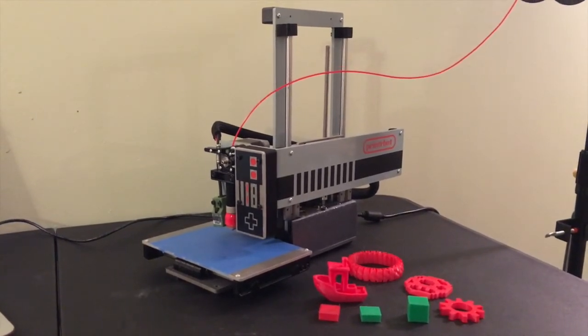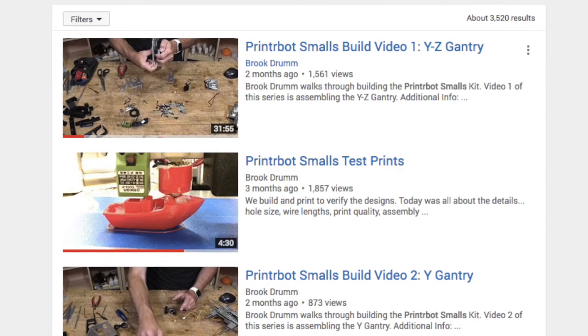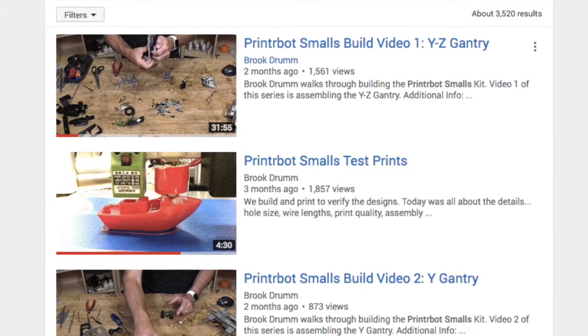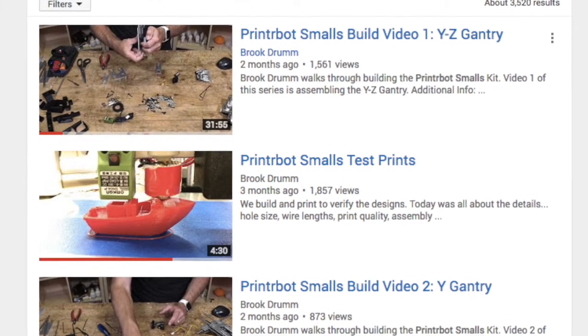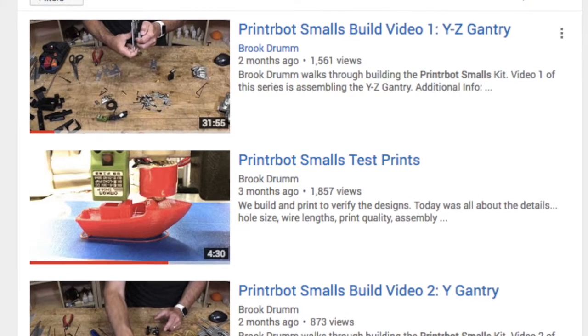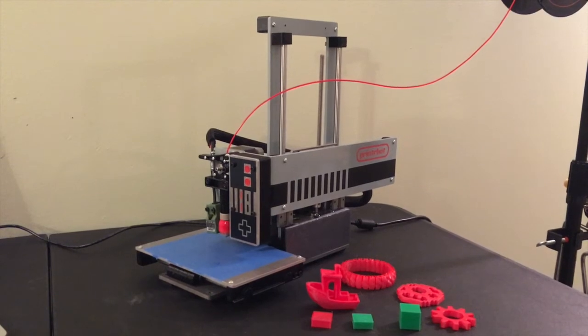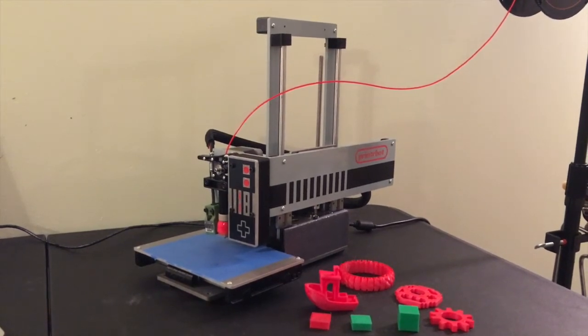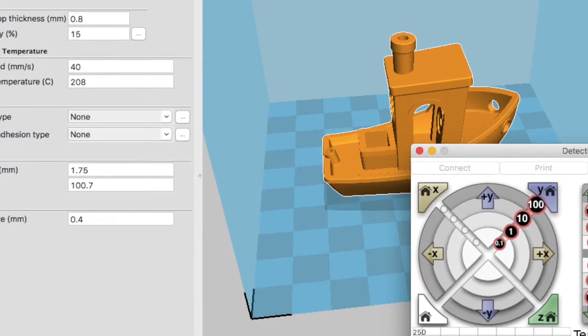So in terms of the kit build, I followed the video instructions online and I built it with a friend at Tech Shop Pittsburgh over the course of 3 or 4 hours one night. That 3 or 4 hours was enough to essentially get the printer built, plug it in and try to run it with Printrbot and Cura.